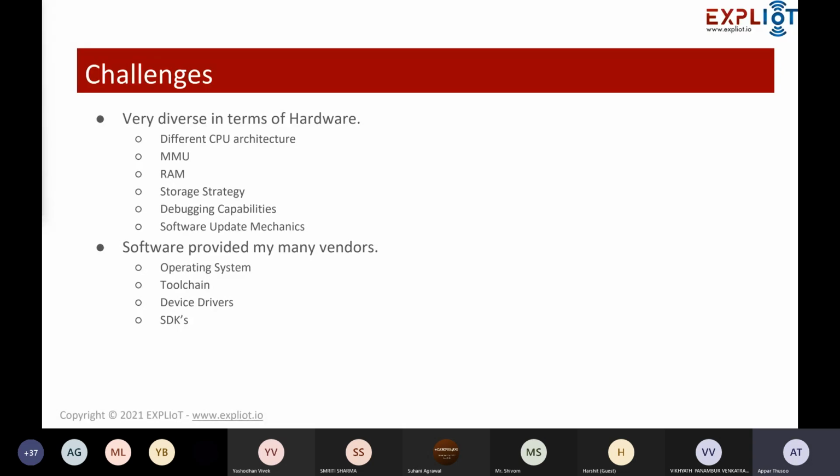With software provided by many vendors, again, you'll have different operating systems, different toolchains, different device drivers and SDKs. Everyone implements their own thing in a different way. This is what causes a challenge when we talk about firmware security.